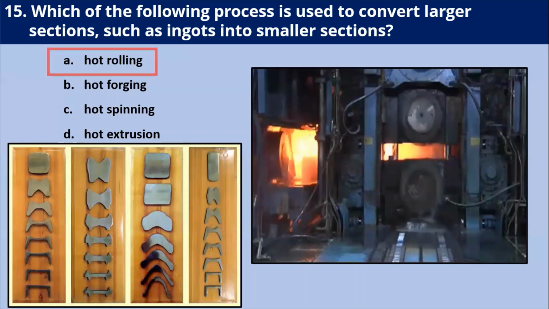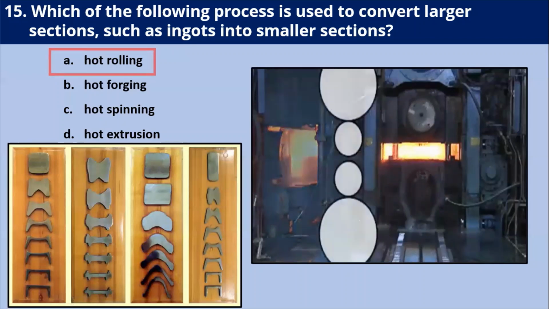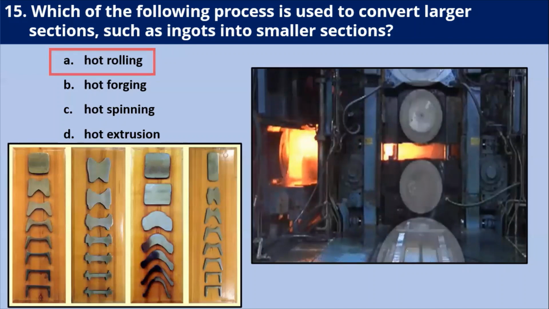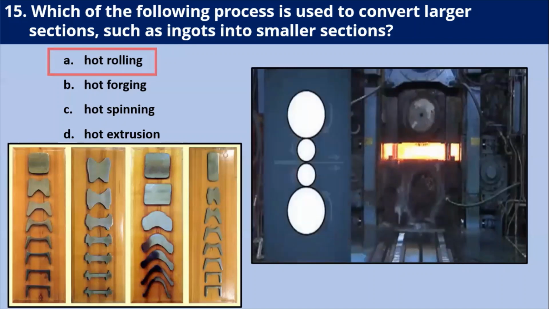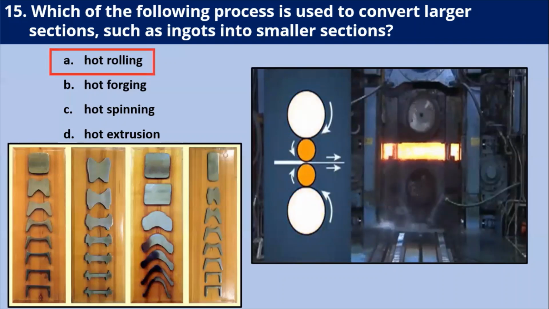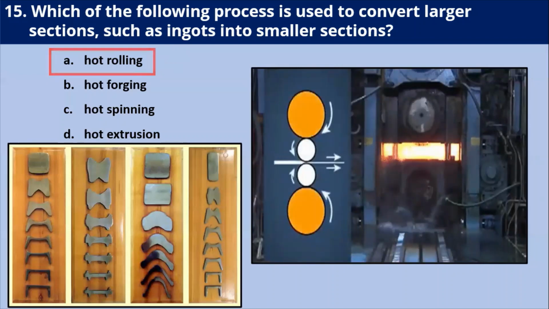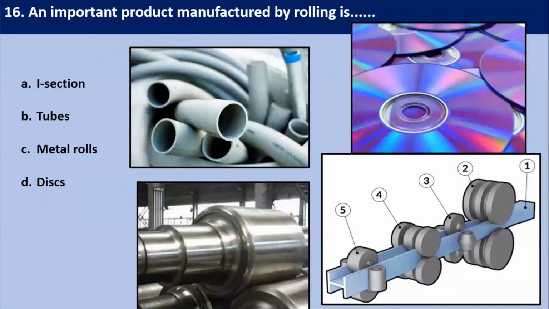Hot rolling is used to convert the large section into a small section because ingots are heated to a high temperature, around 1100 degrees Celsius, and the mill passes the heated ingots through a variable number of stands, which converts the large section into a small section. And that's why our answer is A, hot rolling mill. Next question.